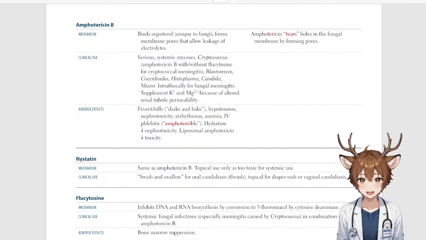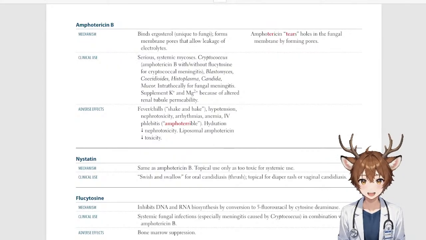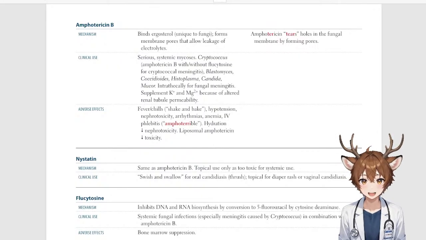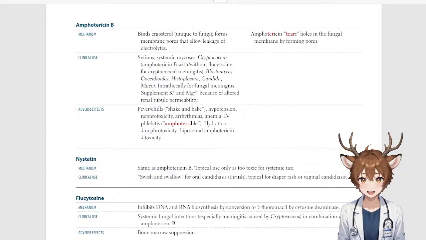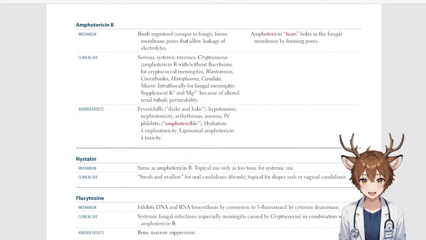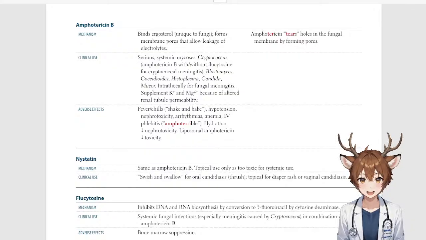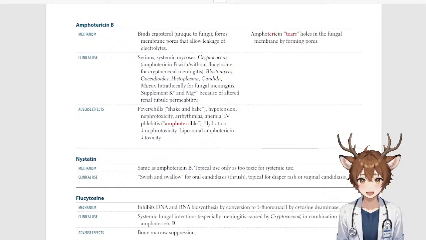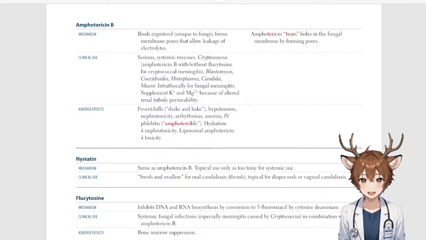Here's a little note for you: amphotericin tears holes in the fungal membrane to form pores. Not too bad. Clinical use: serious systemic mycoses, Cryptococcus (amphotericin B plus or minus flucytosine for cryptococcal meningitis), Blastomyces, Coccidioides, Histoplasma, Candida, and Mucor, and intrathecally for coccidioidal meningitis. Note here it says supplement potassium and magnesium because of altered renal tubule permeability.